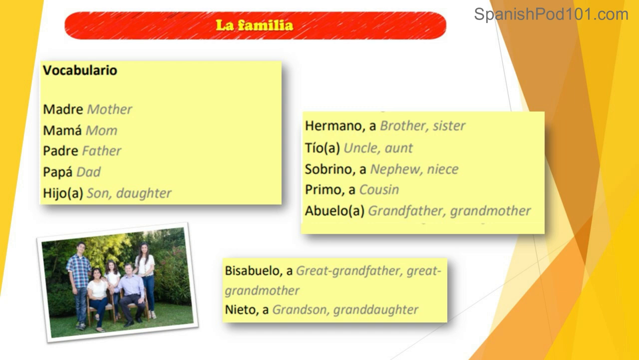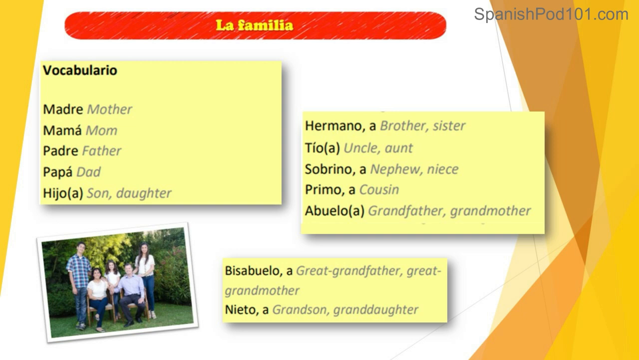Repite después de mí. Madre. Mamá. Padre. Papá. So the difference between madre and mamá, padre and papá, is of course that madre and padre are a little bit more formal and mamá y papá are a little bit more informal.